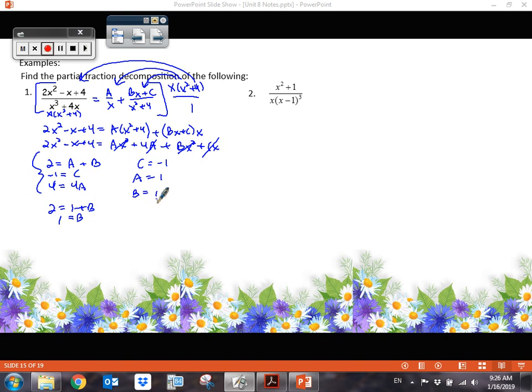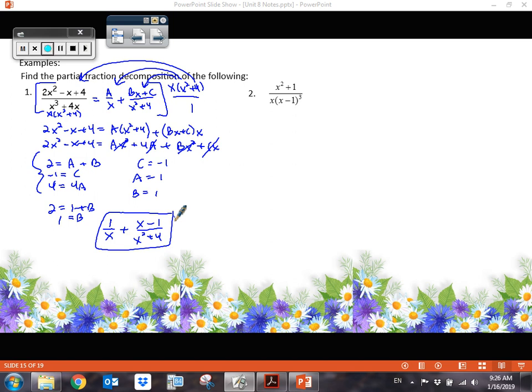Okay, so those are our coefficients. The very last thing that we do is we write out our partial fractions. So I'm going to come up here. I've got a, so it's 1 over x, plus, let's see, b was 1, so x, and c was -1, so x minus 1 over x squared plus 4. And those are the partial fractions. That's what we would integrate next year.